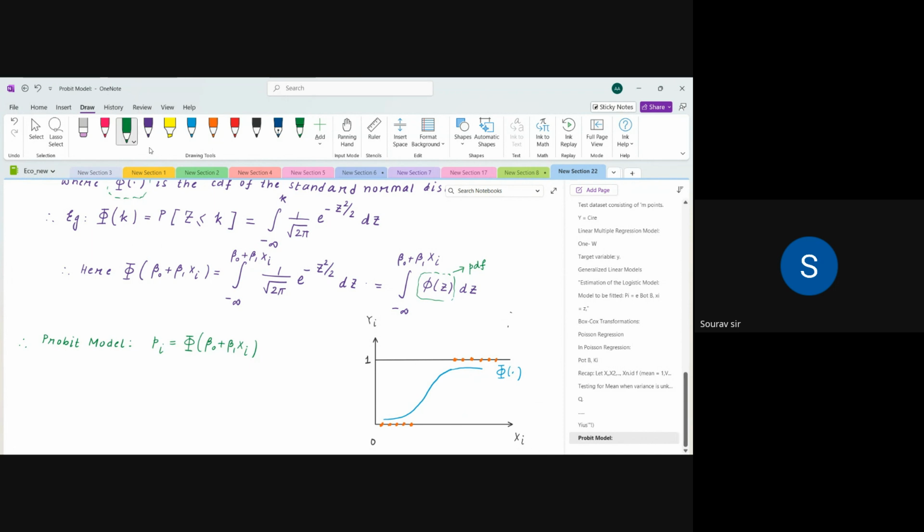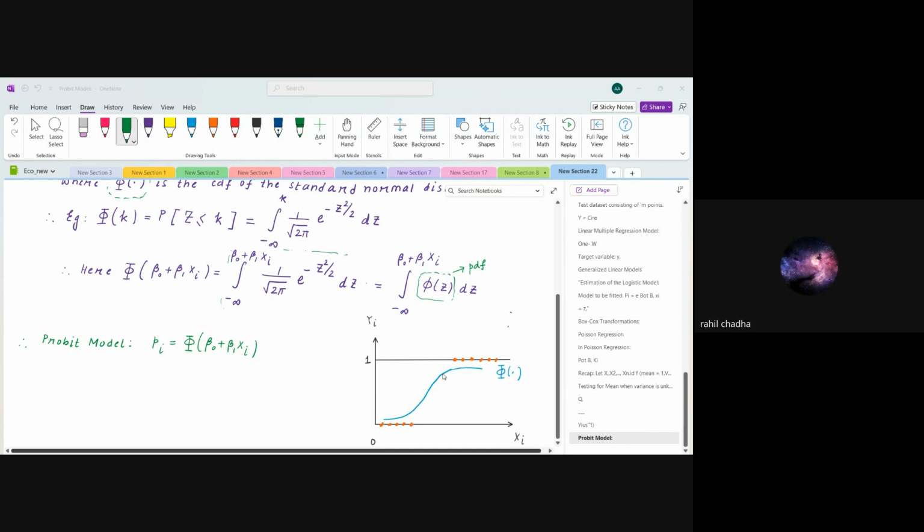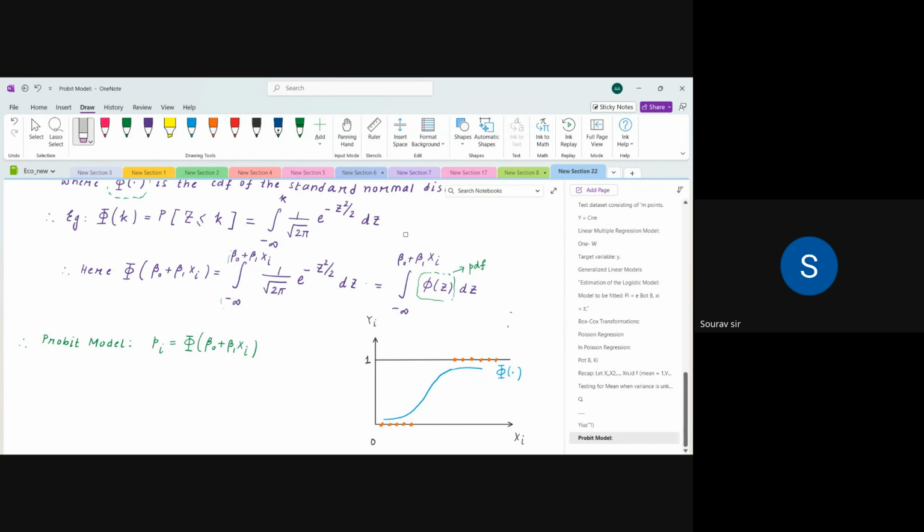I'm not able to follow, Rahil. Are you asking why we are taking the standard normal? Is that the reason why you're asking? And why does this expression look like this? Which one is the question? The latter. Not standard normal, but why are we using beta naught plus beta 1 x i as the upper limit of the integration of the CDF? Why are we taking that value?